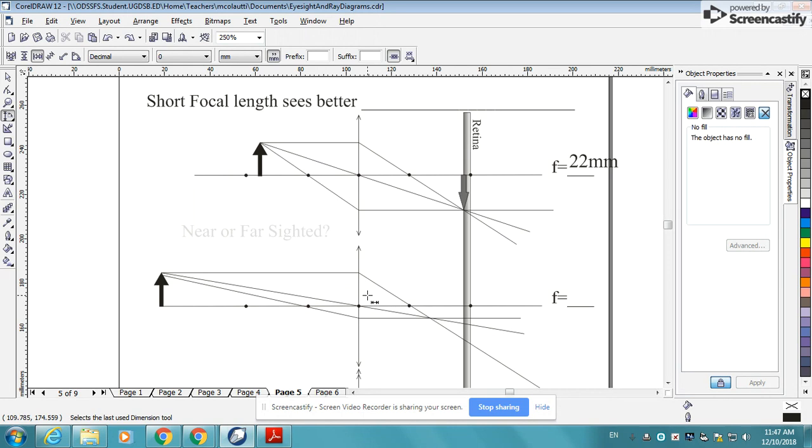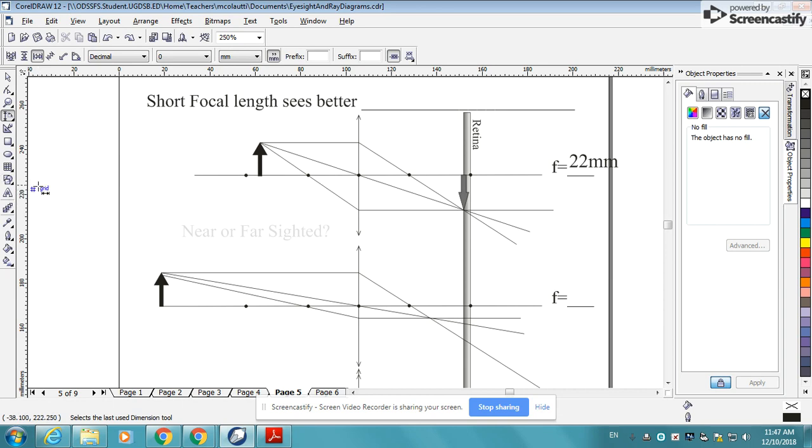Now, with the same focal length, which your eye does not do. Your eye is supposed to change its focal length, but sometimes it can't. So the thing you're watching moves further away. And what do we see happening? The focus is moved to here.